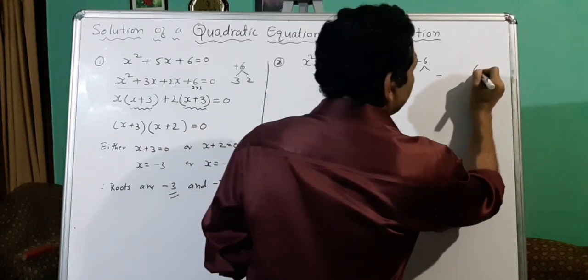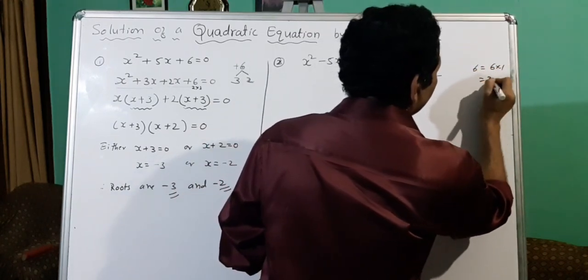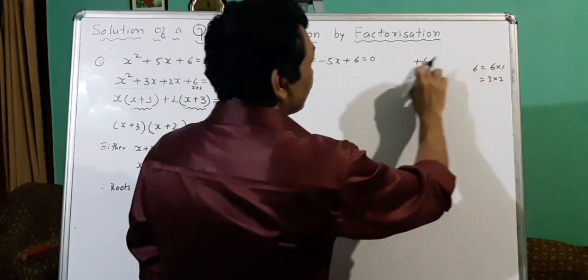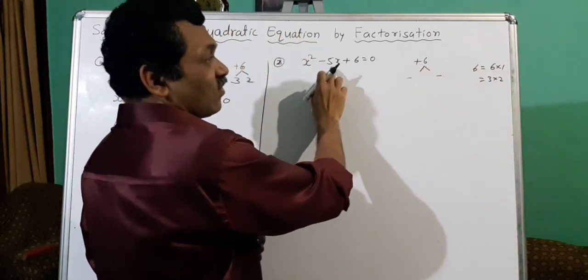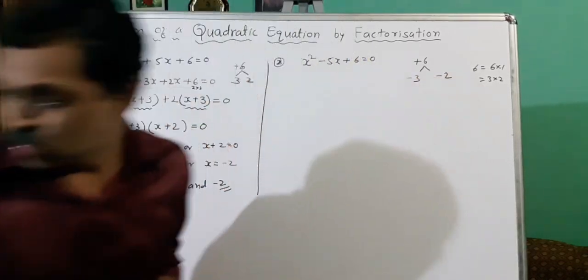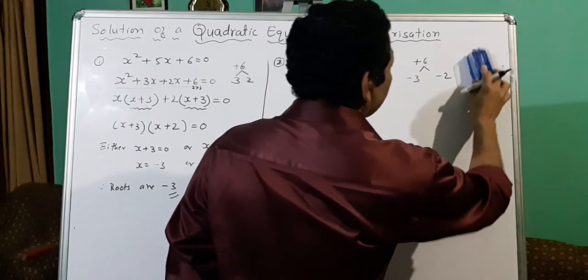So again, 6 can be written as 6 into 1, or 3 into 2. Minus 6 minus 1 will give you minus 7, but we want minus 5. So minus 3 and minus 2. So I am writing it as two factors. I am splitting the middle term.